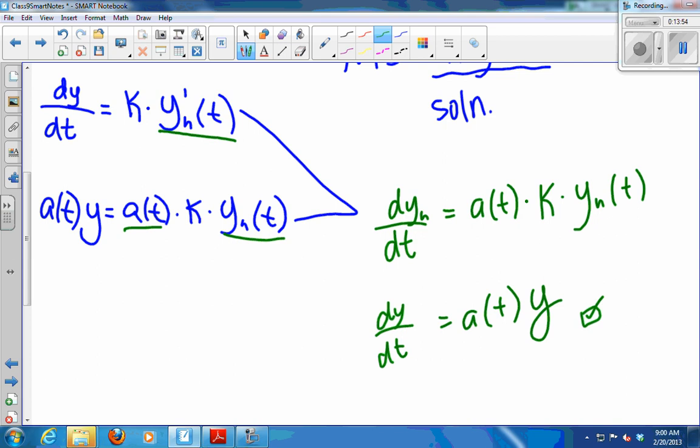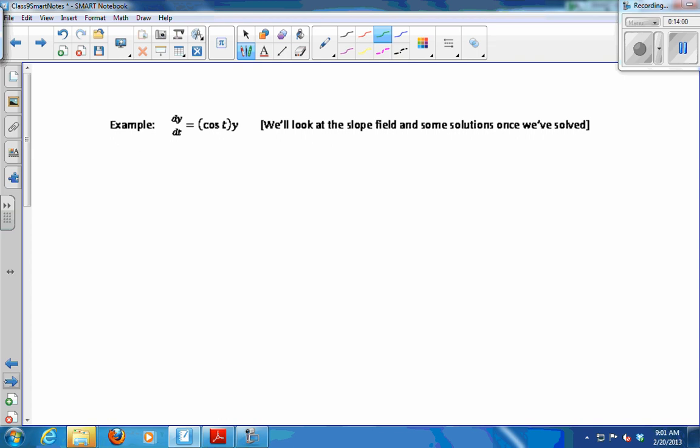So let's do an example. The proof has so much notation in it, so if we do an example, I think it'll be clearer. Here I have dy/dt equals cosine of t times y. This is a homogeneous linear equation. There's no b of t term.